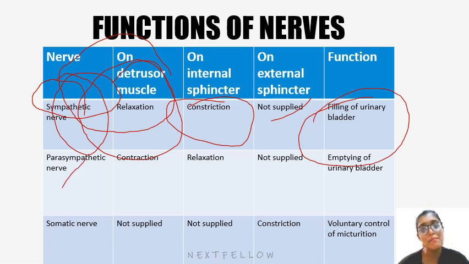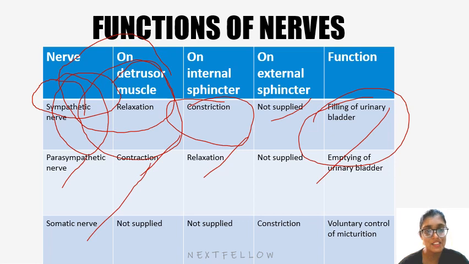Now coming to the parasympathetic system, it will cause micturition. So to cause micturition, the detrusor muscle of the bladder should contract. So it will cause the contraction of the detrusor muscle. The sphincter should relax in order for urine to come out. So it will cause relaxation of the sphincter. It will cause emptying of the urinary bladder.